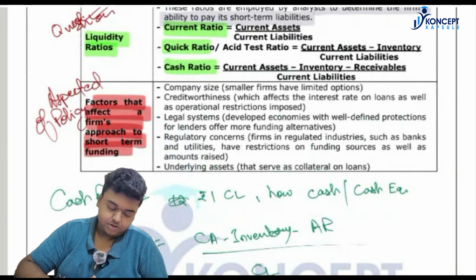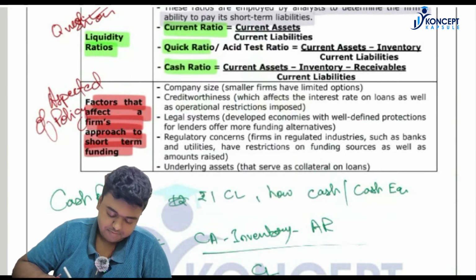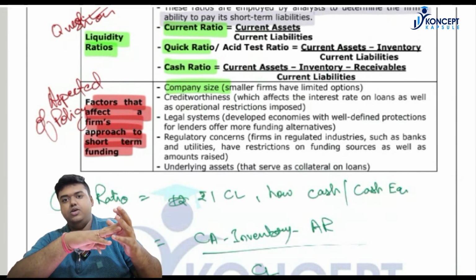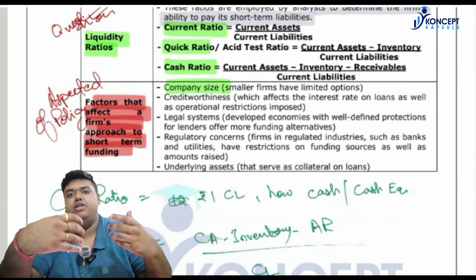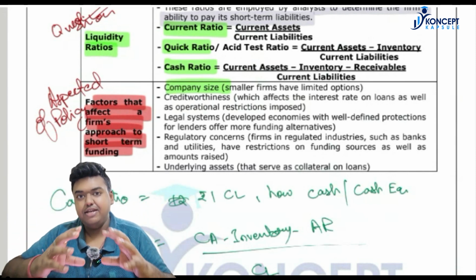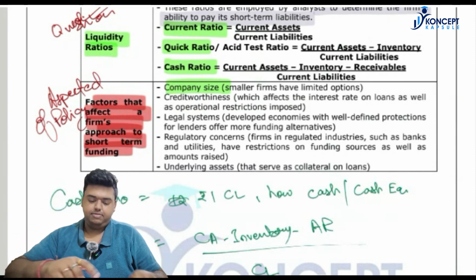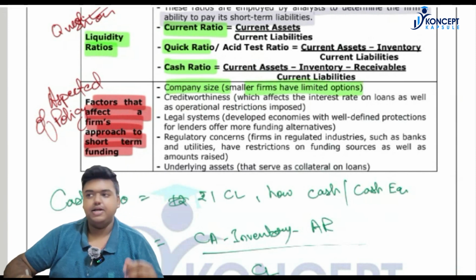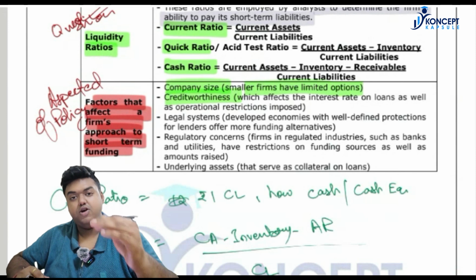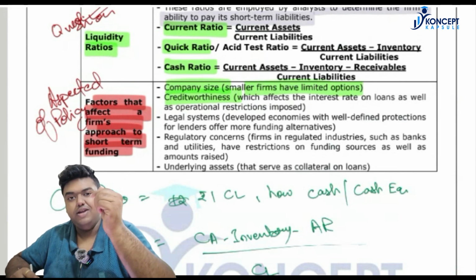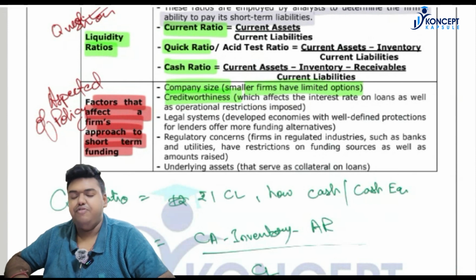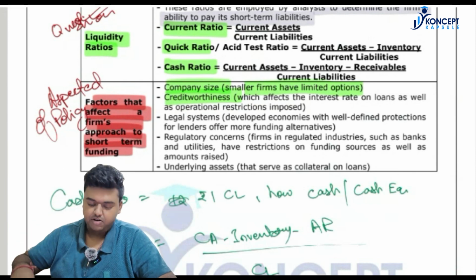Let us study. The first factor that we will study is company size. If your company is a large company, you will have more options and avenues to raise funds. If your company is a small company, then the avenues that you will have to raise funds are limited. Yes or no? Smaller firms have limited options. Yes, definitely. Second is credit worthiness. If your credit worthiness is high, you will have more avenues or channels of raising funds. If your credit worthiness is low, then it becomes very difficult for you.